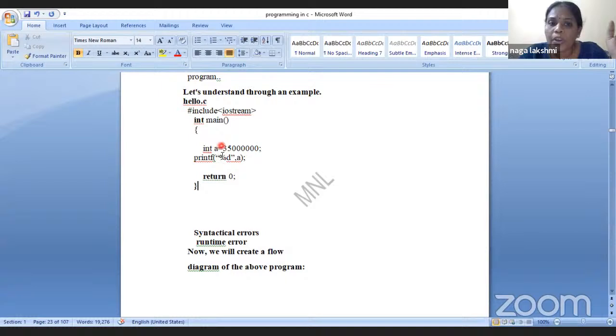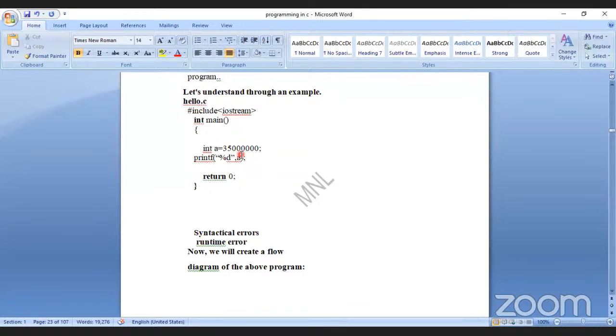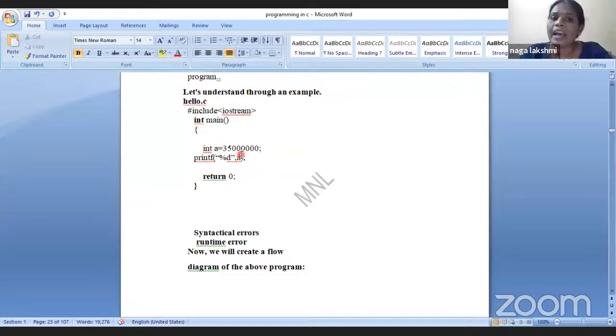Okay? So here I have taken int A equal to 35,000. A is called a variable. It is telling the compiler, I have come here with a variable of name A, please allocate for me this much space. Actually, integers hold a range of only 2 bytes. 2 bytes means what?